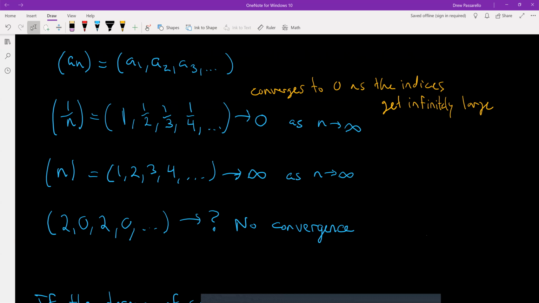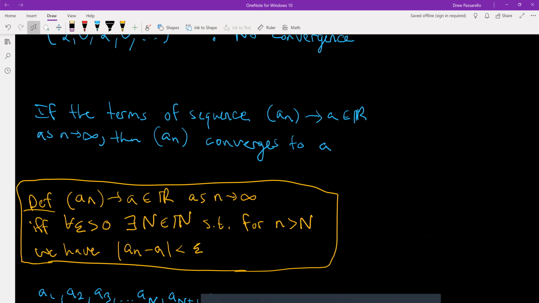Now in gold, the definition, which I wrote in shorthand notation, says the sequence a_n converges to a, a real number, as n goes to infinity, if and only if for all real numbers epsilon greater than 0, there exists a capital N in the natural numbers such that for all little n bigger than capital N, we have the absolute value of a_n minus a is less than epsilon.